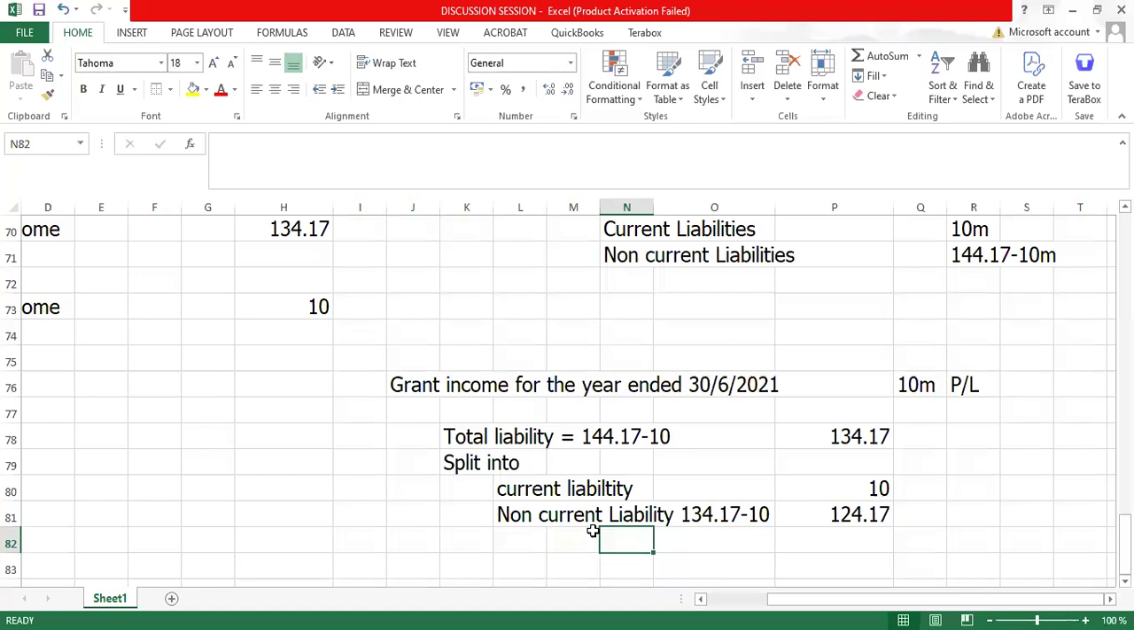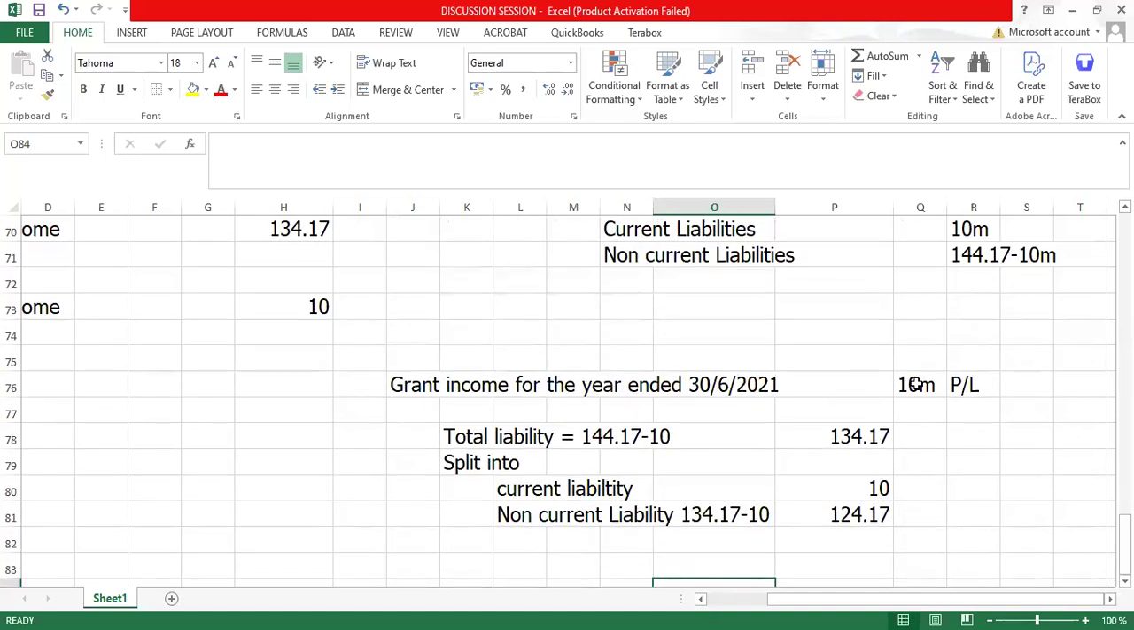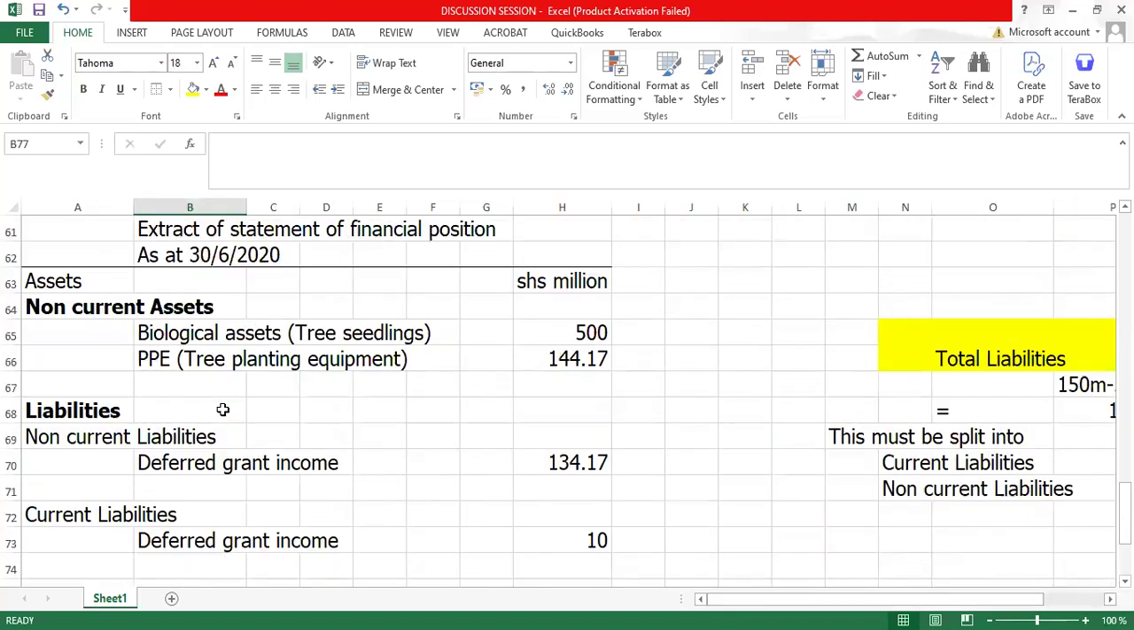You keep on doing like that. Even in 2022, you do the same. In 2022, you ask yourself what is the current liability? What is the total liability? The total liability will be split again into two. Current, which is 10, then non-current, 124.17 minus 10. You keep on doing that because in 2022, you will again recognize an income of 10 million. So I believe when you meet this question about IAS 20, you will not fail. Okay, so I'm done with that question.